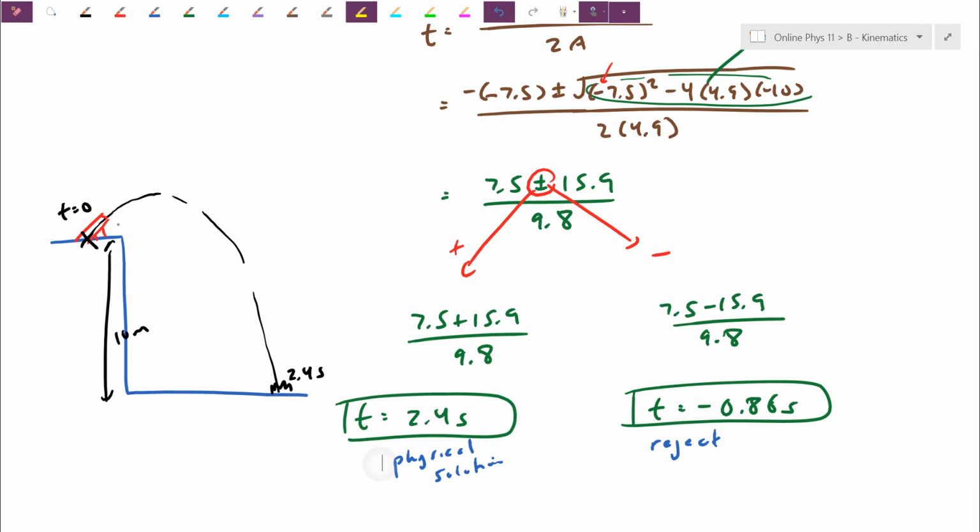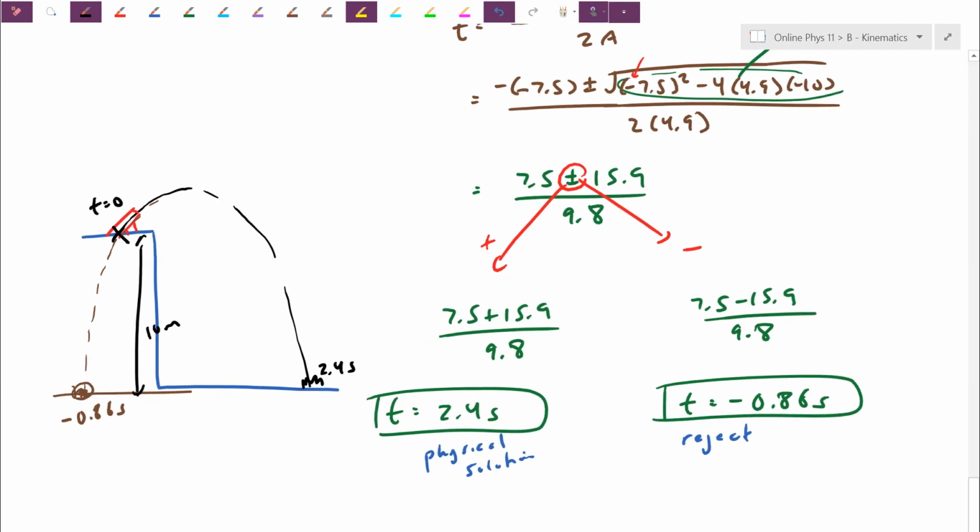But pretend this parabola was continued. It was actually going into the negative times here. If I actually launched this as a football from down here, that time there would have actually been negative 0.86 seconds. It would have taken you 0.86 seconds just to climb up to the top there. And that's why we actually have a negative answer. No bearing in this question. It's not important for us. But mathematically, that's why it's giving you those two answers.